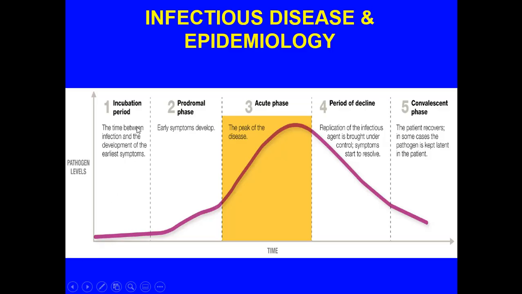So, incubation period, you can see this is the time between infection and development of early symptoms. Prodromal, early symptoms develop. Acute phase, the peak of the disease. Period of decline, the replication is brought under control. Symptoms start to resolve. Then the convalescent phase, this is where the patient recovers. In some cases, the pathogen may be kept latent in the patient, so that's what you have to be mindful of.